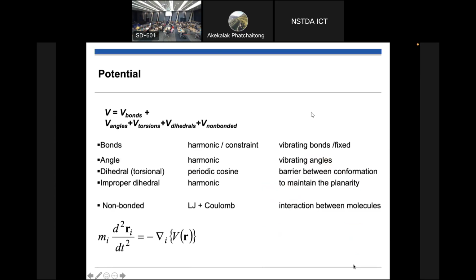So these non-bonded interactions are generally represented by Lennard-Jones and Coulomb. So Lennard-Jones is coming from your van der Waals interactions, and Coulomb is coming from your electrostatic interactions, right? Charge-charge interactions.